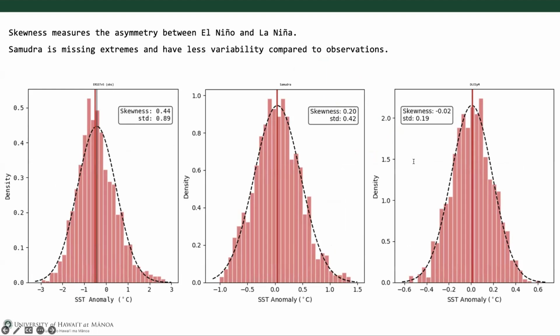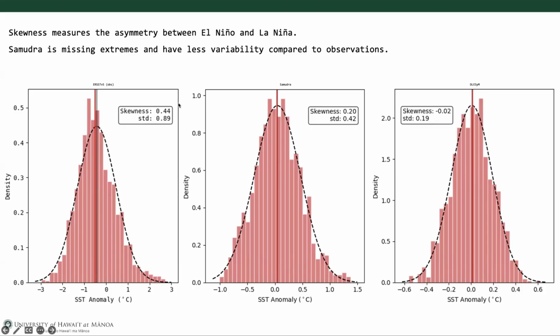So what we're looking at is the skewness of the distribution of the surface temperatures. Basically, this is a measurement of the asymmetry between the two different states of El Nino. We have El Nino, which is the positive phase, and La Nina, which is the negative phase. In this case, what we are searching for is this one, the observations. We have positive skewness.